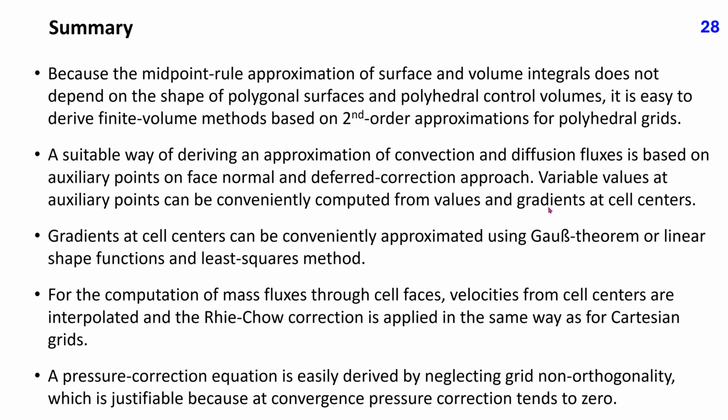Gradients at cell centers can be conveniently approximated using Gauss theorem or linear shape functions and the least squares method. For the computation of mass fluxes through cell faces, velocities from cell centers are interpolated and the Rhie-Chow correction is applied in the same way as for Cartesian grids. A pressure correction equation is easily derived by neglecting grid non-orthogonality, which is justifiable because at convergence the pressure correction tends to zero.